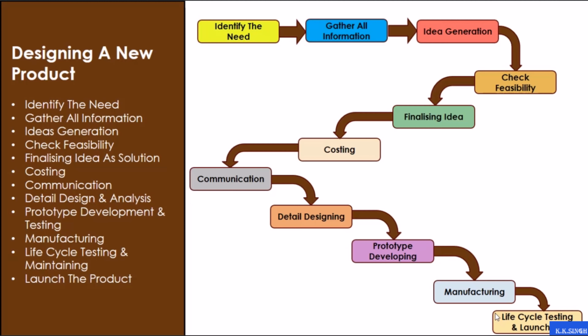Then we generate ideas on how to make a good product. And then we take the feasibility of that idea, finalize the idea, and the costing is involved. That is different from the last one. Again we communicate with our team, then we design it in detail. Of course we will provide a prototype here and again do a life cycle test. So the steps are the same whether designing a new product or changing an existing one, only the process in each step is different, and the costing is a very major part in designing a new product. So this is all about designing processes.